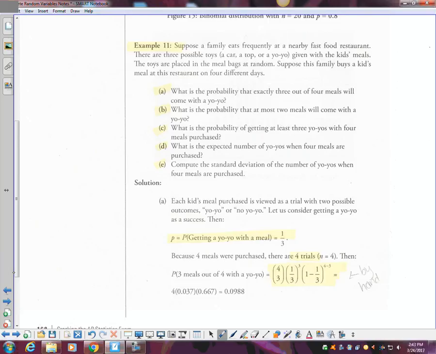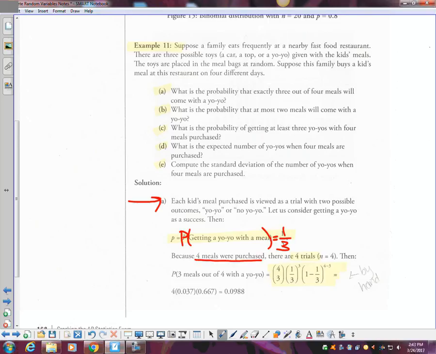Okay, let's look down here at solution A. Each kid's meal produced is viewed as a trial with 2 possible outcomes, a yo-yo or not a yo-yo. Let's consider getting a yo-yo a success. Then the probability of getting a yo-yo is 1/3 because there are 3 toys.